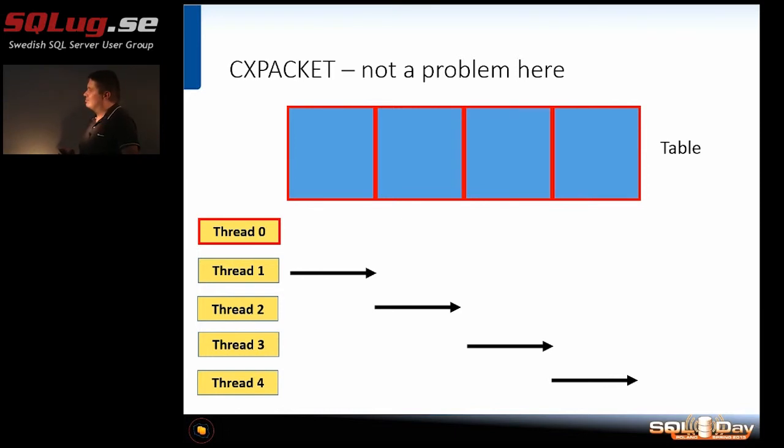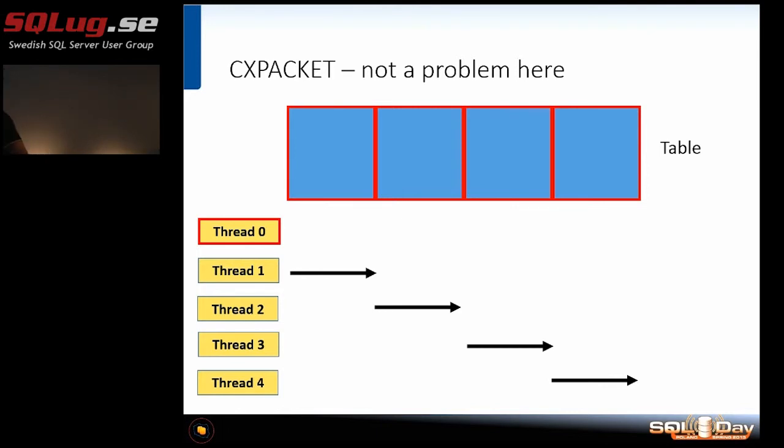What is CX packet? This is a table. We are going to scan it. As we are living in the perfect world, we have perfect statistics. We have 4 threads. Each of these threads will scan an equal size part of this table. Thread number 0 is like a manager. It does nothing. It's just sitting there and coordinating, without doing any other work.